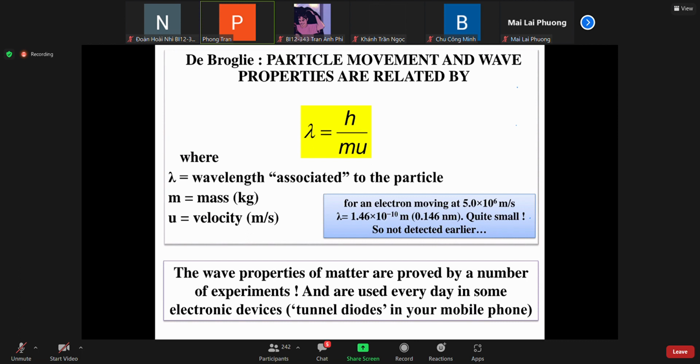By using this equation, imagine you take one electron moving at the rate of 10 to the power 6 meters per second. This electron will have an associated wave of 10 to the power minus 10 meters. So it is about 0.1 nanometer. It is very small, so it could not be detected earlier.